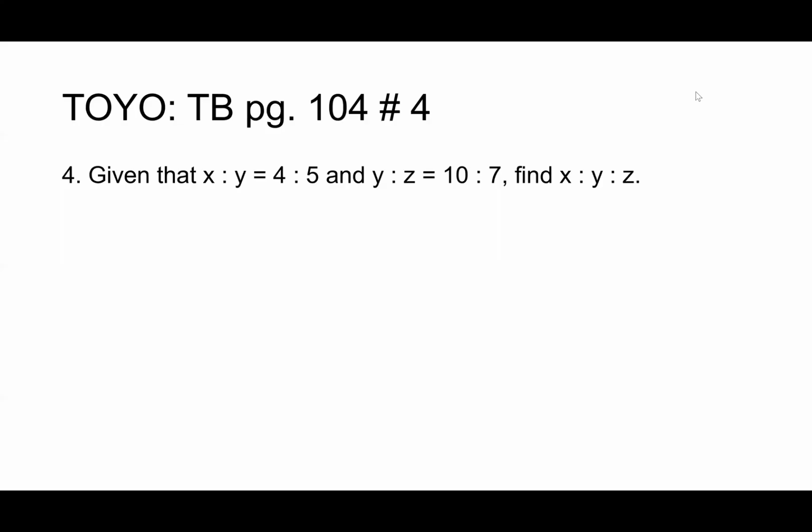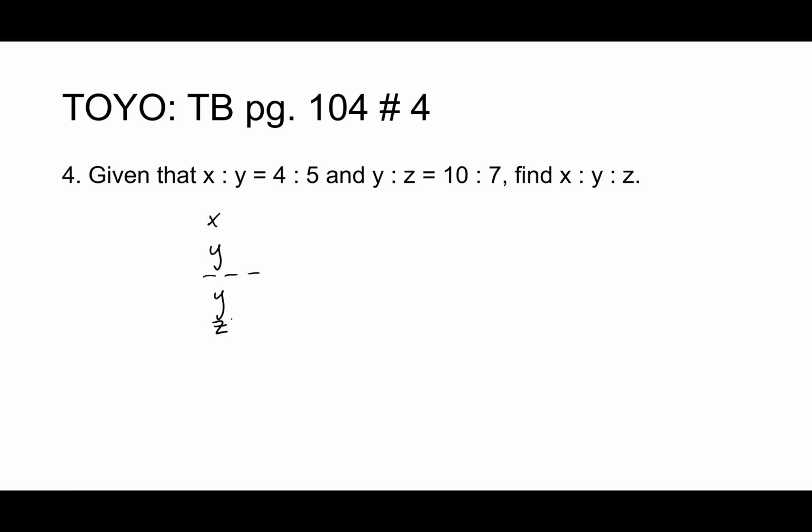Okay, let's go over these. Number 4, given that x to y is 4 to 5 and y to z is 10 to 7, find x, whoopsies, I don't want the answer yet. Find x to y to z. Okay, Charlie, you want to explain how you did this one? You did the chart like this? Yeah. Okay, and then y to z.